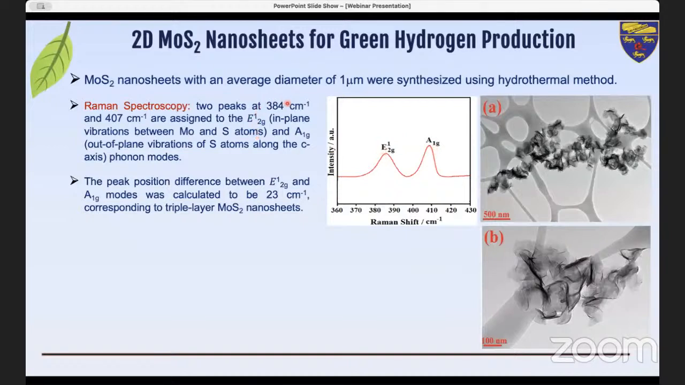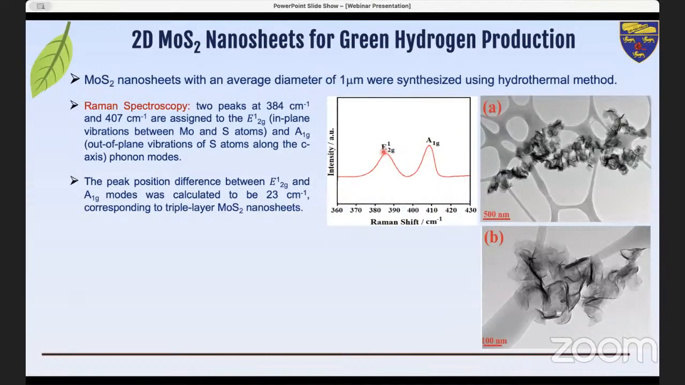E12G is around 384, and A1G is around 407. But the distance between these two peaks shows the number of layers. This is interesting. If the distance between these two peaks is around 19 to 20, it means that these sheets are monolayer.